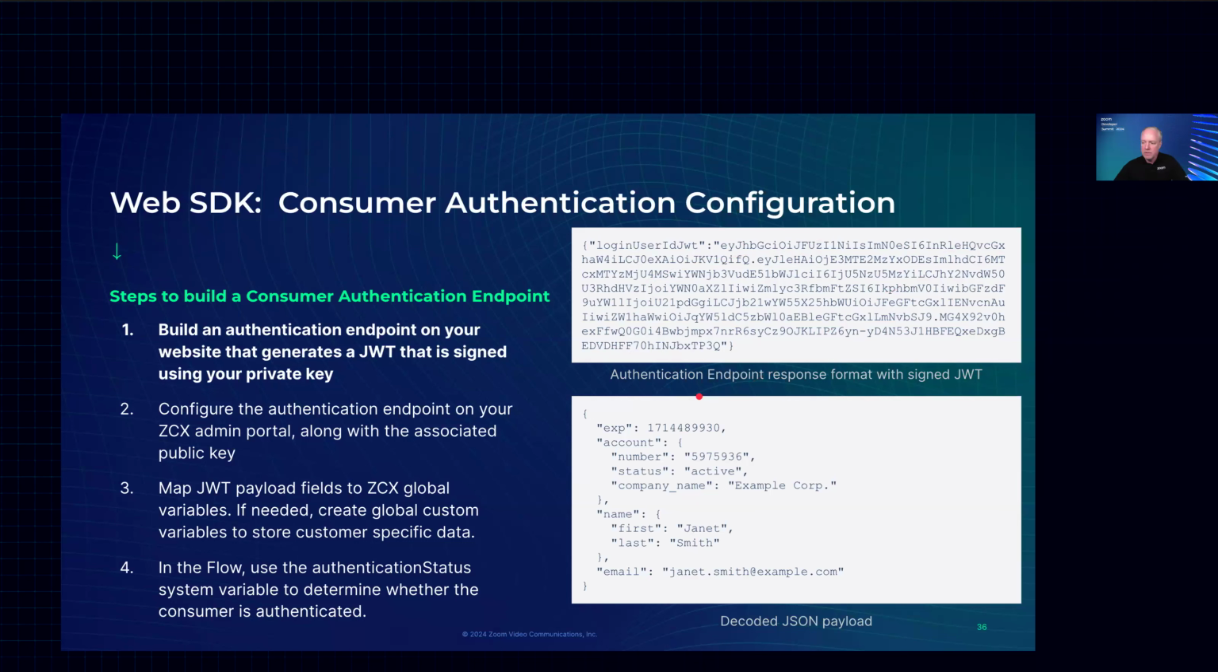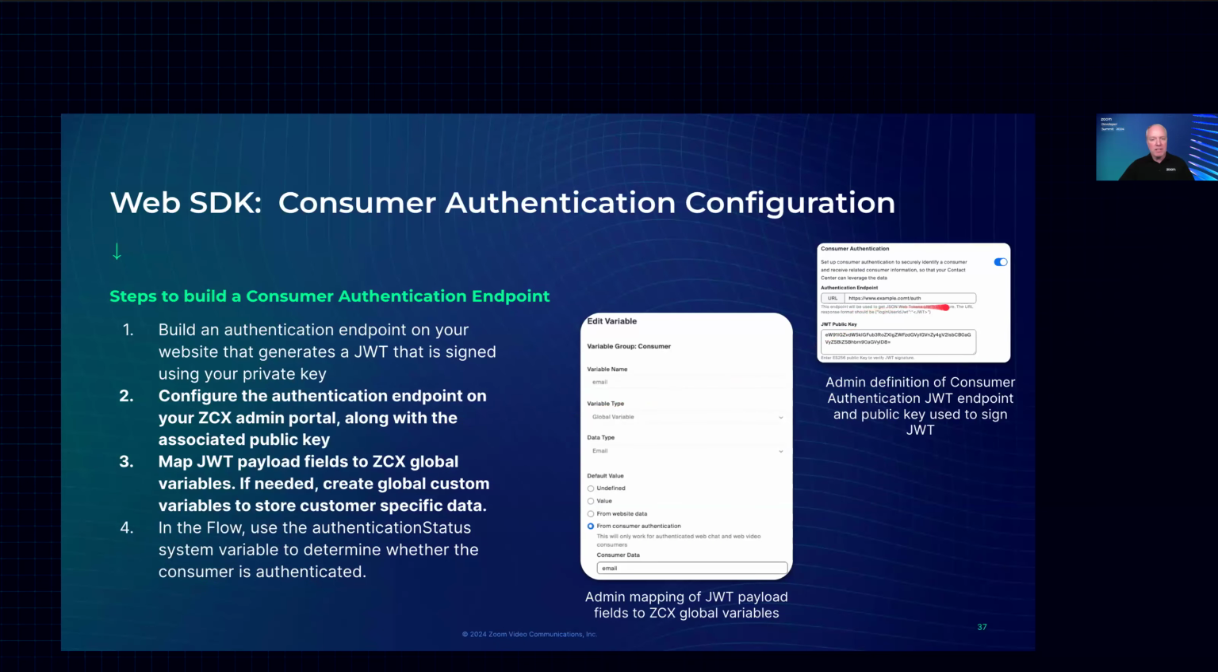Now we'll decode the signed JWT. This is an example of what it looks like. You can configure any JSON payload format you want. It doesn't have to look like this. Whatever data you want to pass back, you can put in this JSON response. In this example, you can see account number, account status, the email, and first name and last name of the person. After you've configured that endpoint on your website, then we'll go into the Zoom CX configuration.